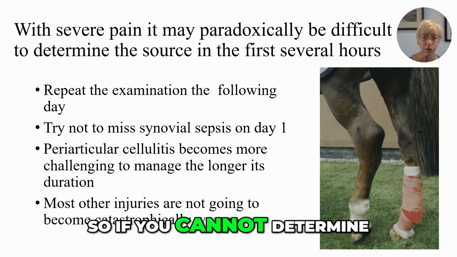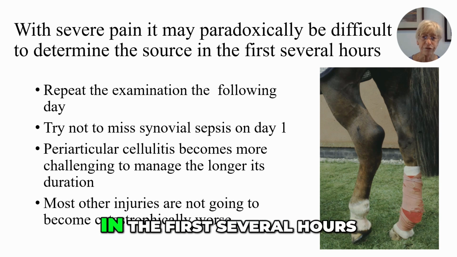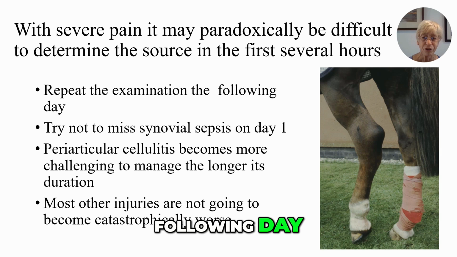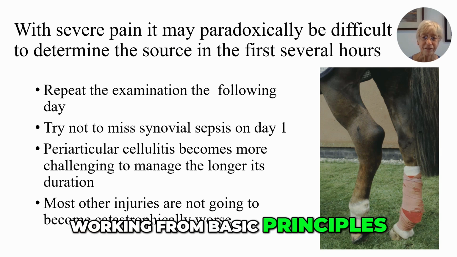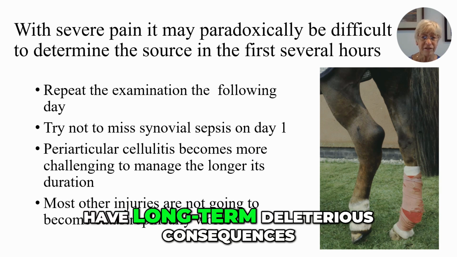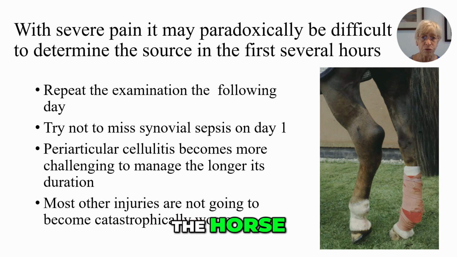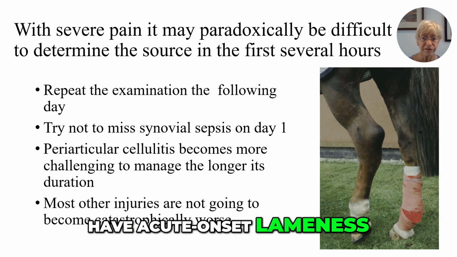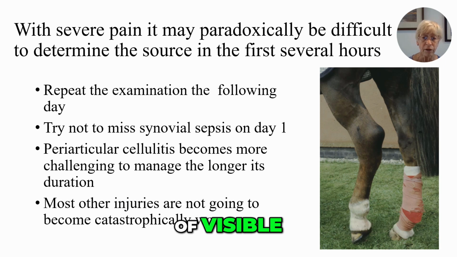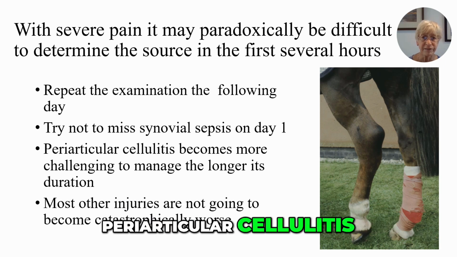So if you cannot determine the source of pain in the first several hours, repeat the examination the following day, working from basic principles, starting the entire examination all over again. But do try not to miss synovial sepsis on day one, because this could have long-term deleterious consequences for the outcome of the horse. It is possible to have acute onset lameness and the subsequent development of visible periarticular cellulitis.